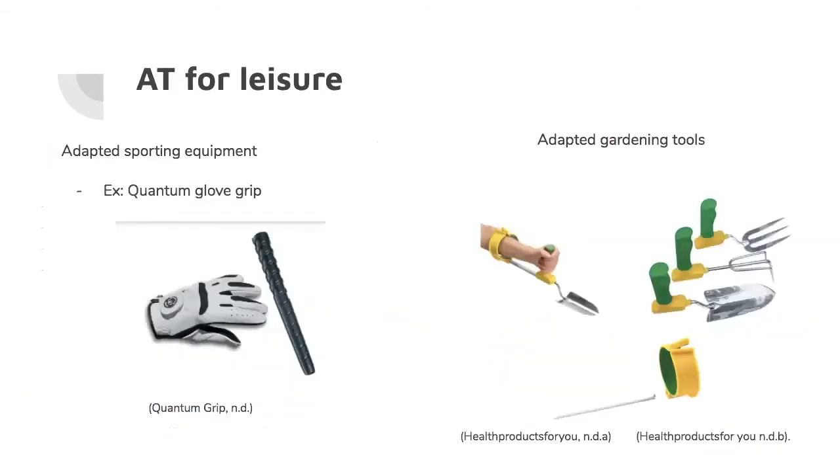So in addition to those, I have two more here to show you. And so in general, there are tons of adapted sporting equipment out there. The one that I'll show you guys today is specifically for golfing, and it's called the Quantum Glove Grip. And this was actually designed by an individual who suffered from a spinal cord injury and found that the adaptive equipment for golfing that was out there was not working for him.